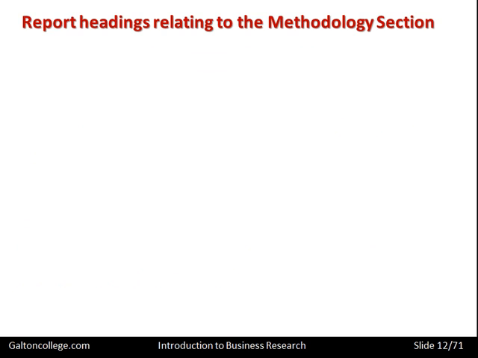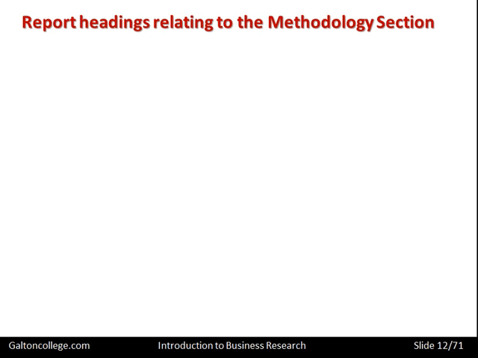Now, the report headings relating to the methodology section. The methodology section is the section that deals with the method of the research. Research must have a method, and the method must be as objective as possible. So every piece of research has a methodology. How does it go about conducting the research? How is the research undertaken? What is its methodology? What is its method?